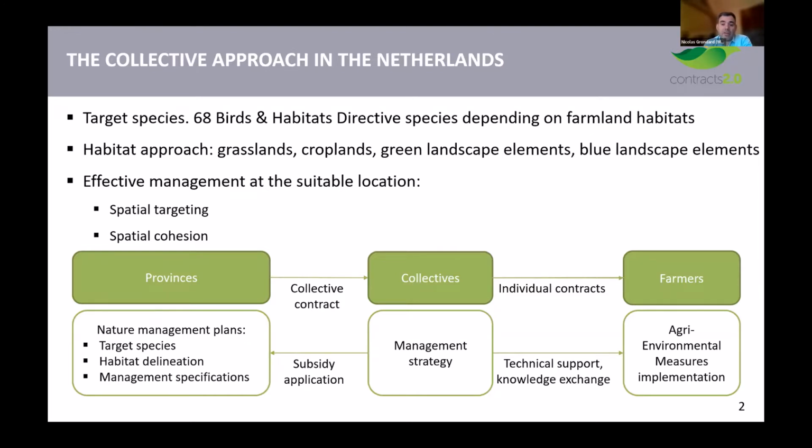The provinces establish nature management plans where target species, areas, and management specifications are delineated. Collectives submit an application and are granted a collective contract for the total area of measures to be implemented. And the collectives sign individual contracts with their members, provide technical support, and stimulate knowledge exchange for an effective implementation.